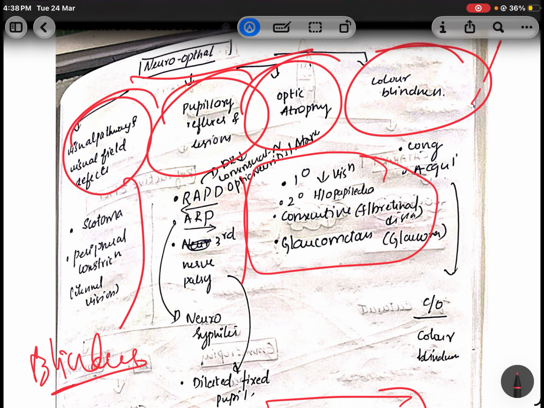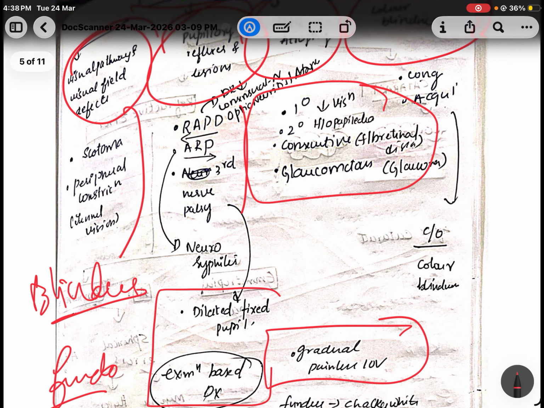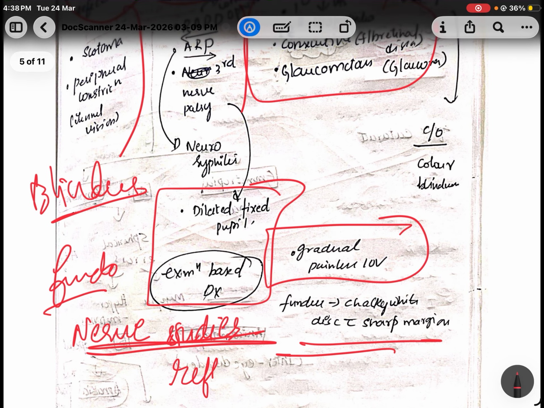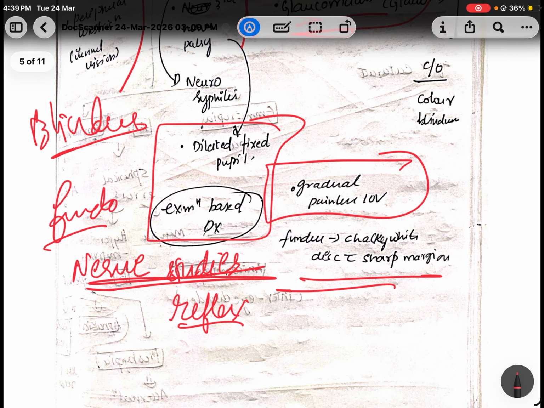And pupillary reflex, what is the major complaint you will have? The patient is usually asymptomatic, and the major examination finding you need to mention is a dilated fixed pupil. Especially about the reflexes, this is a diagnosis based on examination. All these pupillary lesions might be RAPD or ARP. Again, that is one of the important things. And optic atrophy itself. These are the conditions, and you need to know them in and out.